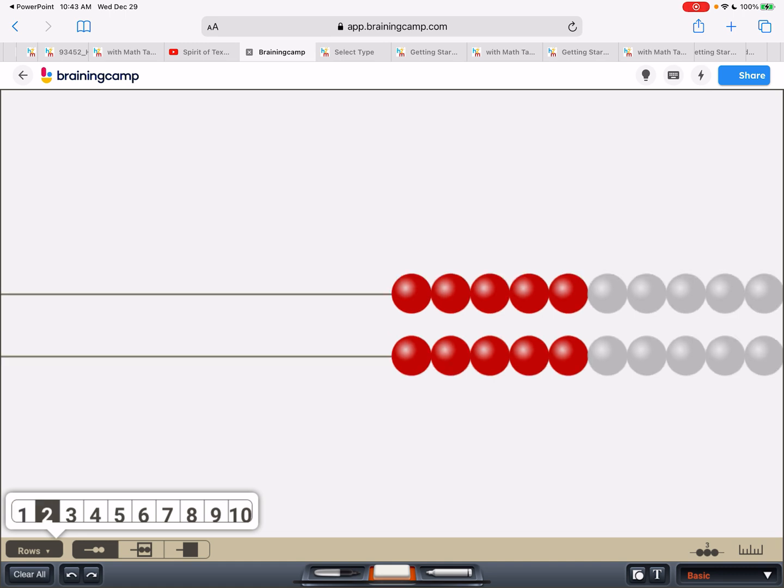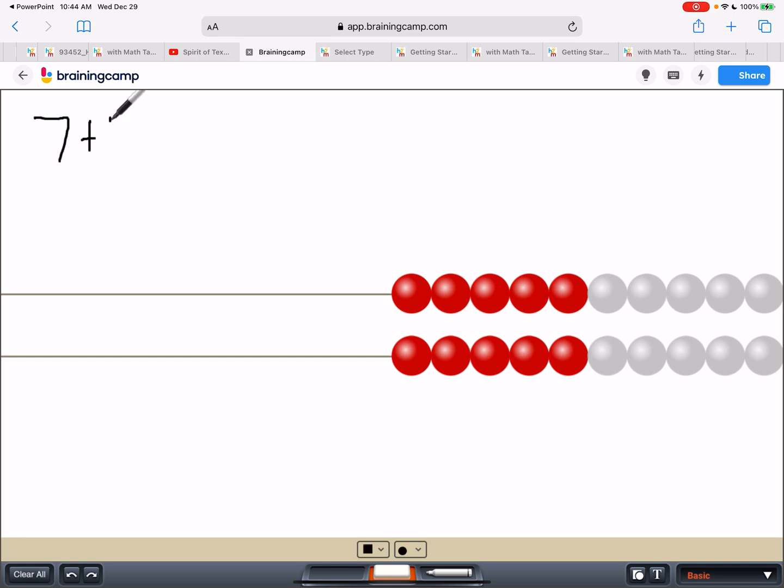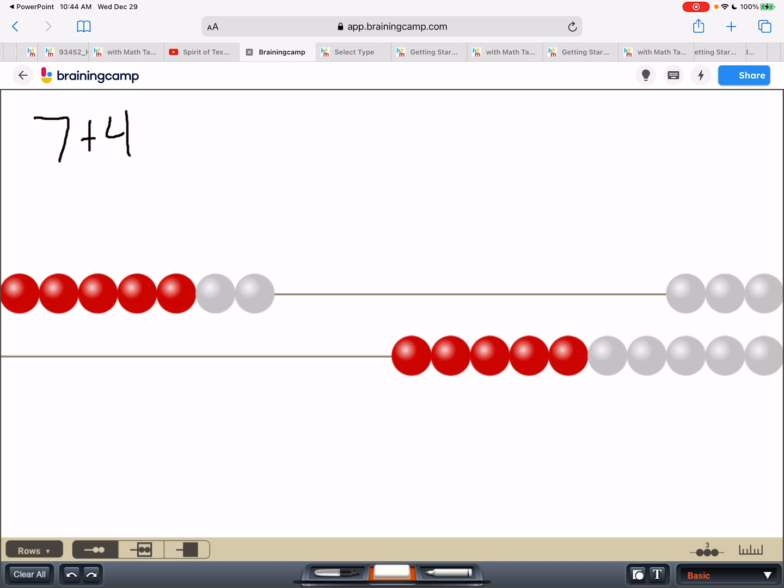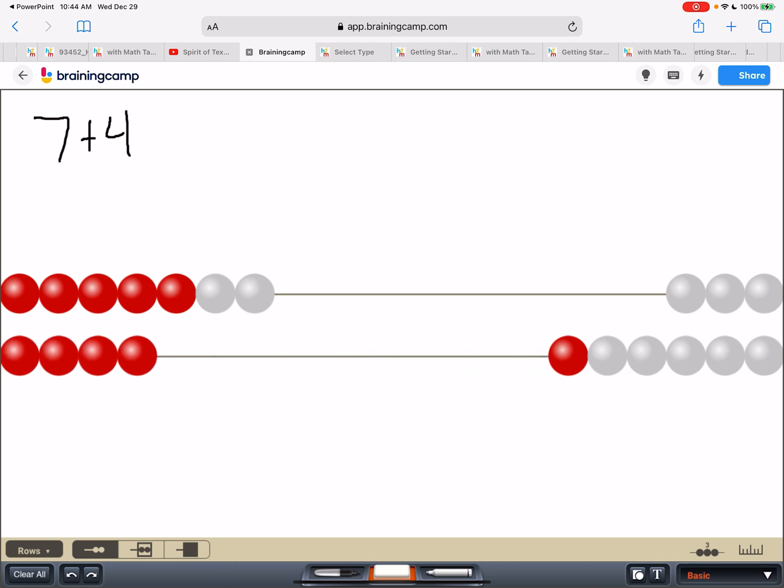So, to model 7 plus 4 on the Rekenrek, we are going to pull over 7 beads on top and 4 beads on bottom. To use the get to 10 strategy, the object is to get one of the add-ins to 10. So here we have 7 and 4. I noticed that 7 is really close to 10.